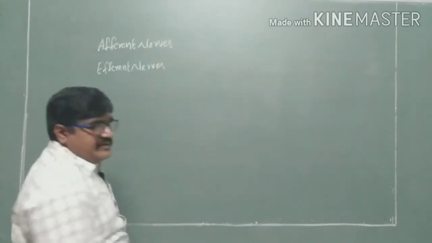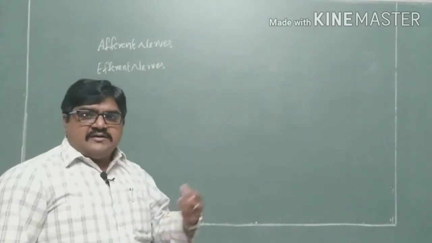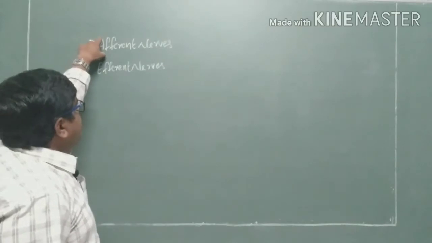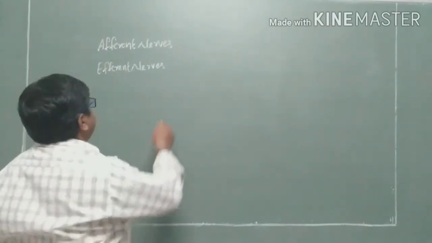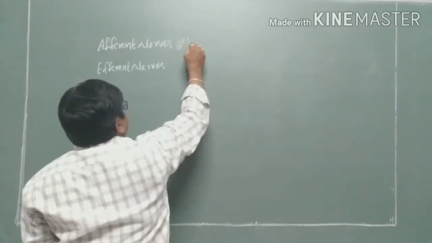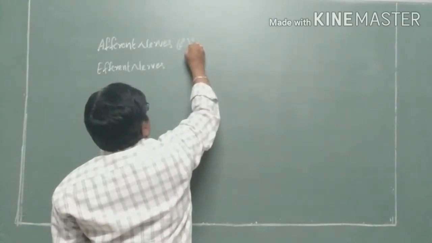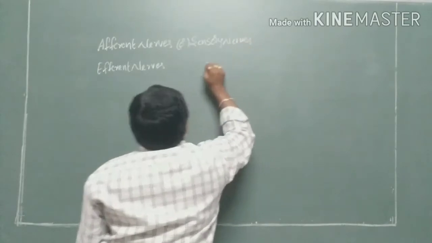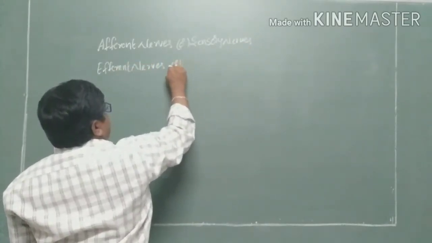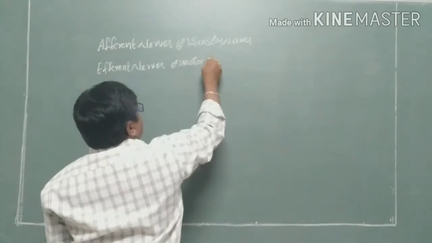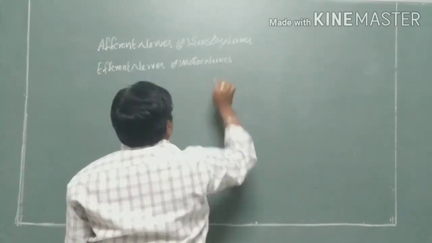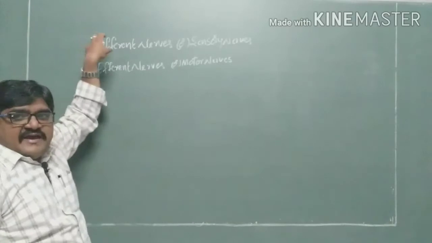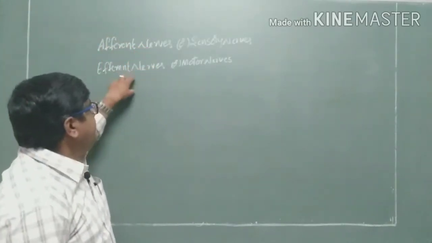Here a mistake has taken place. Earlier I said that afferent means motor nerves, but here afferent means sensory nerves, and efferent means motor nerves. So we have afferent as well as efferent: afferent means sensory nerves, and efferent means motor nerves.